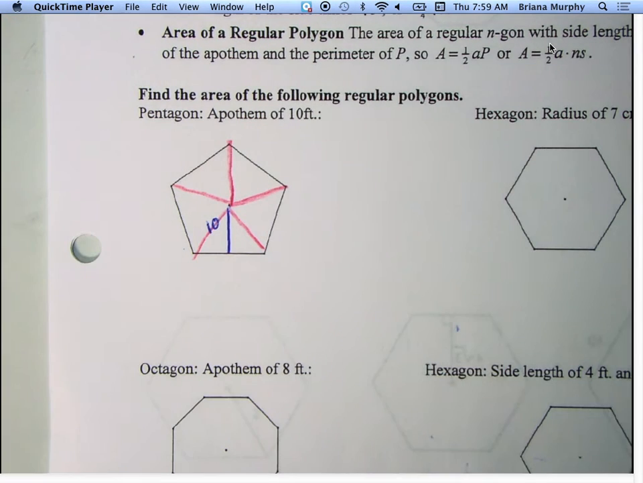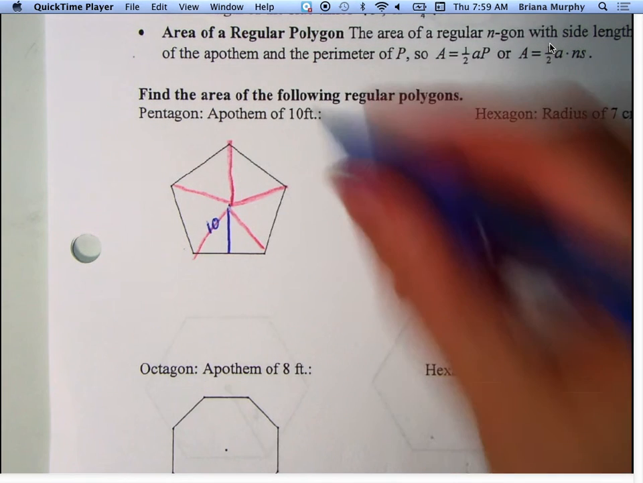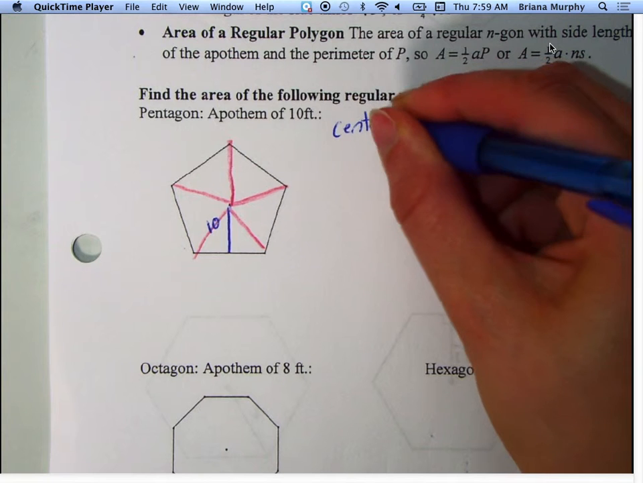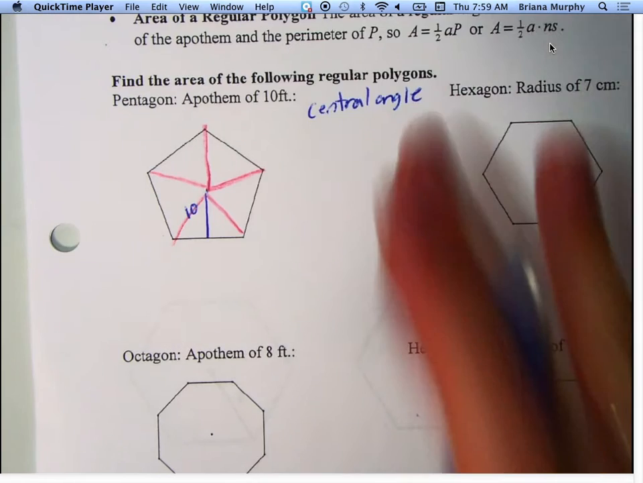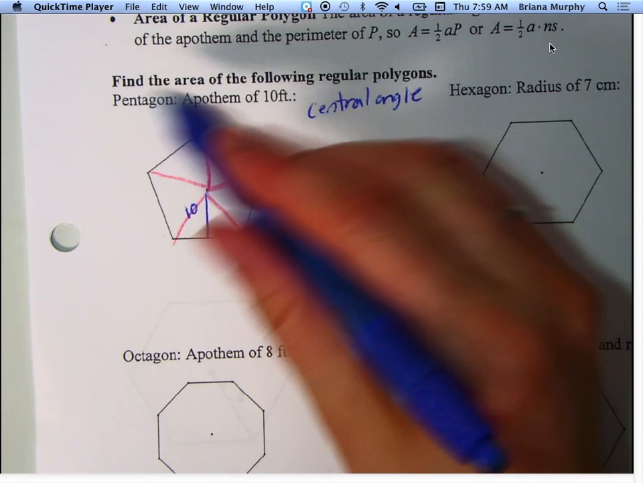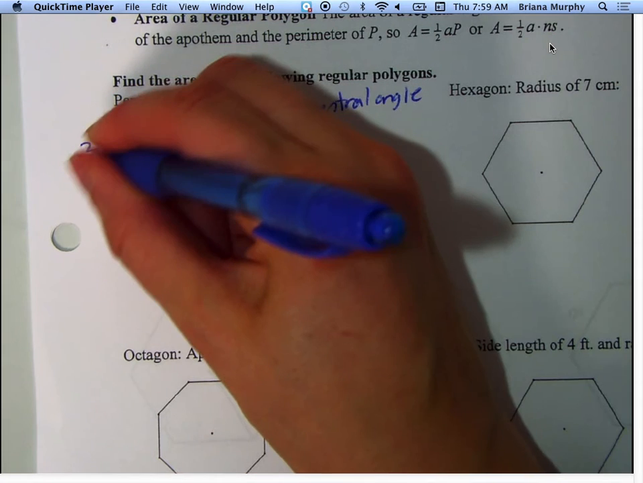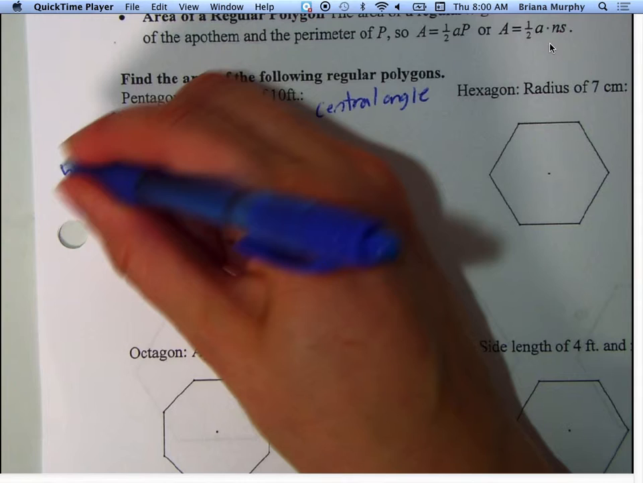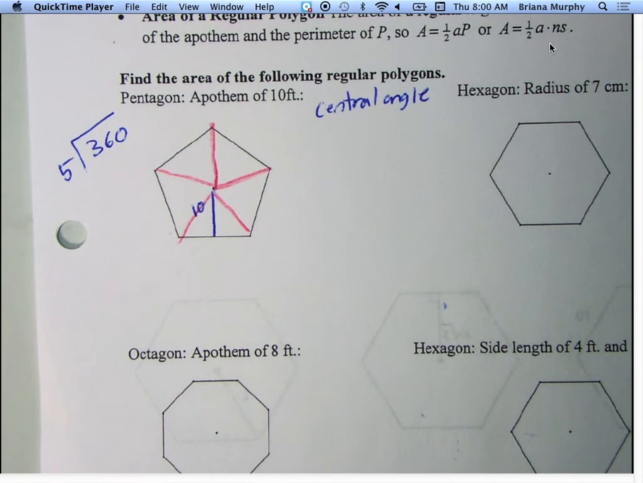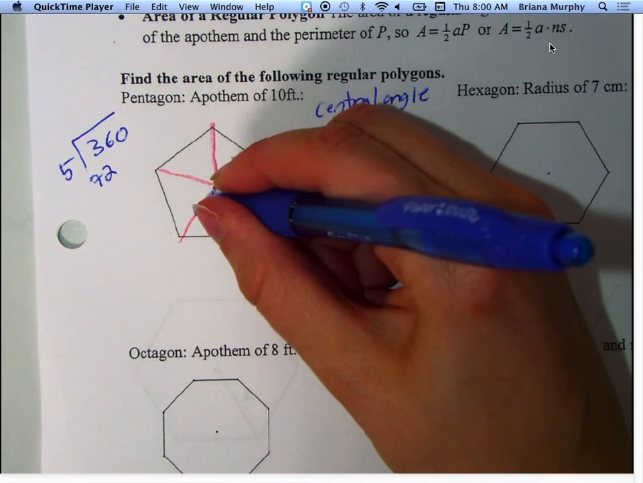So we're going to talk about central angles. Okay, so that's what we're doing right now, is a central angle. Okay, so we agree that a circle's angle is 360, right? So since this has 5 sides, we're just going to go 360 divided by 5. And we get 72. Okay, that's this whole angle right here.